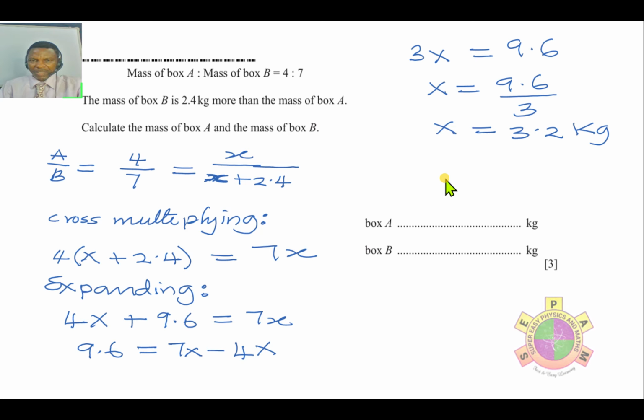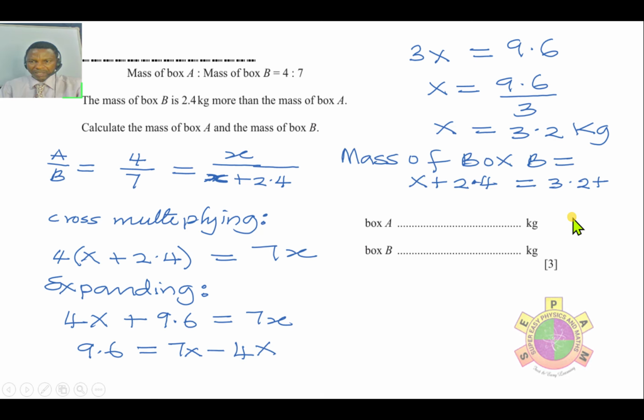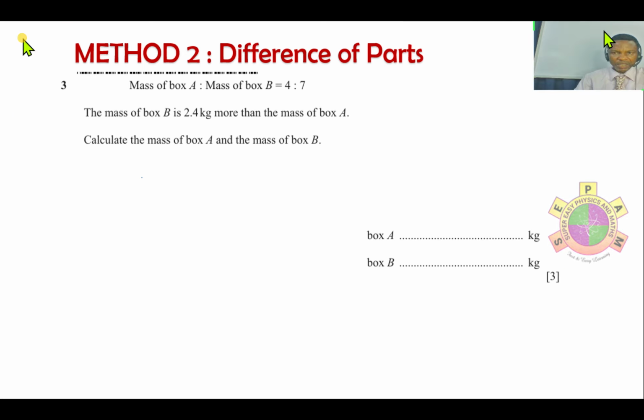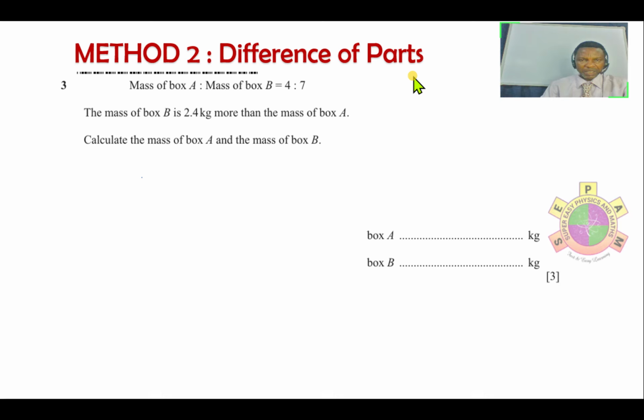So now that we know the value of S, the question clearly states that the mass of B is 2.4 more than that of A. So just add 2.4 to this, and that will give you the mass of B. So with that, we have solved it. So this is one method. Now the second method: let's use the difference of parts.